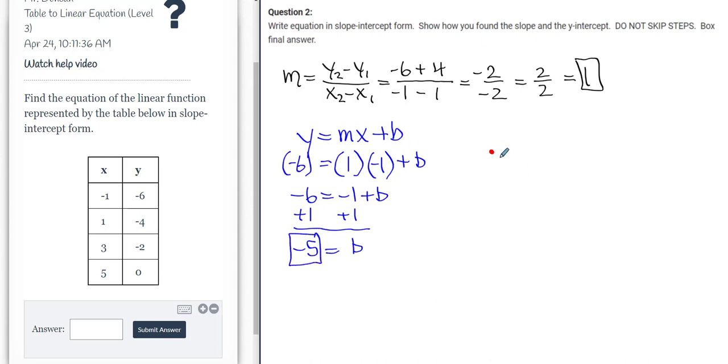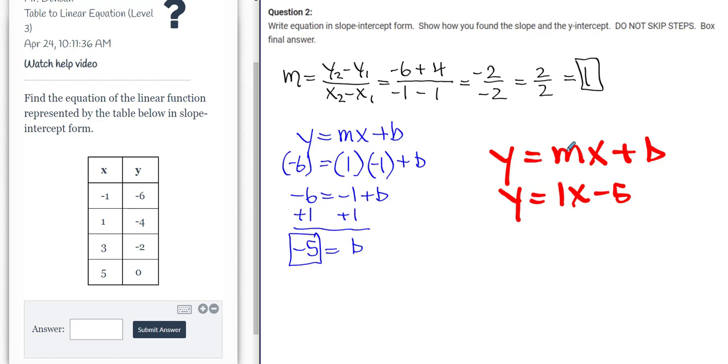Let's switch over to slope-intercept form. y equals mx plus b. m is what we found first. That's going to be 1. So I've got y equals 1x minus 5. Again, 1 went in for m, and -5 went in for b.